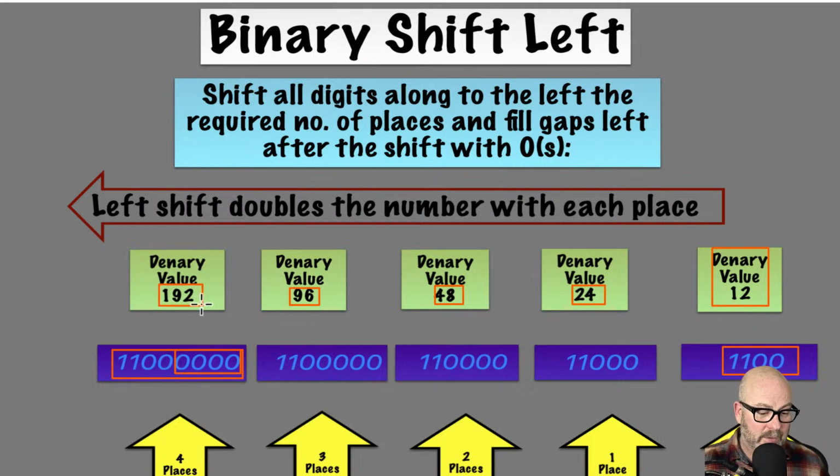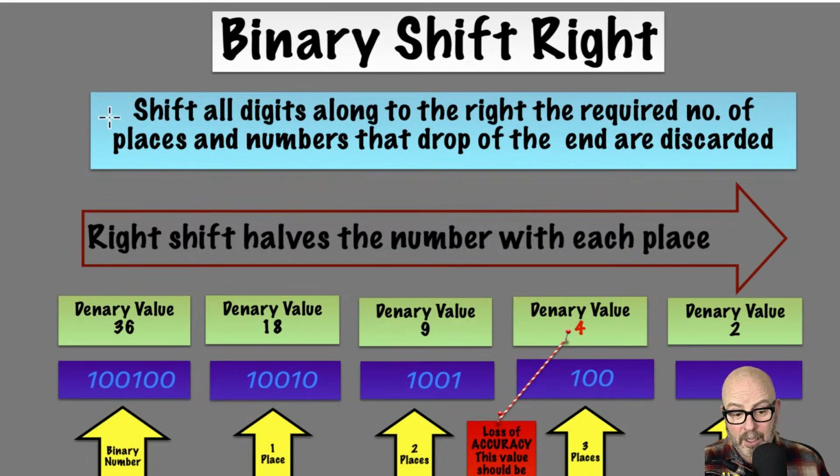So when you think about it, we do that all the time in denary, don't we? If you want to multiply by 10 and multiply by 100, we just stick extra zeros on the end. So that is literally all that's happening here. So the only thing you've got to remember is that when you want to multiply, you shift left. All right? So that is that one. Let's now go on and look at the next one, which is a right shift.